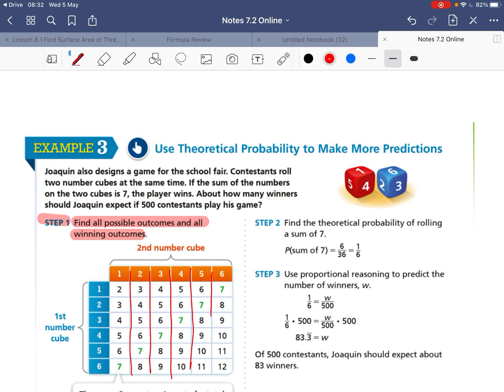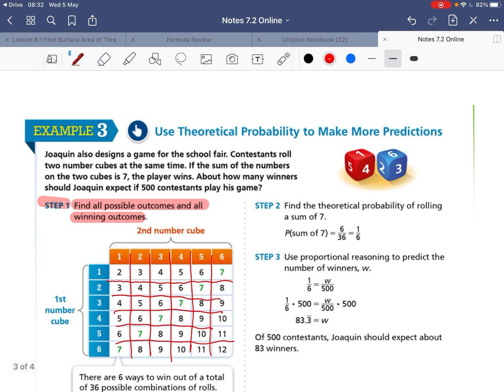This is key for probability. Don't try to rush through it, but making a table will allow you to be successful. That is our strategy here. So then we can see that the possible outcomes for 7 are right here. So how many 7s do we have? We have 1, 2, 3, 4, 5, 6. So the probability of the sum of 7 would be 6 out of 36.